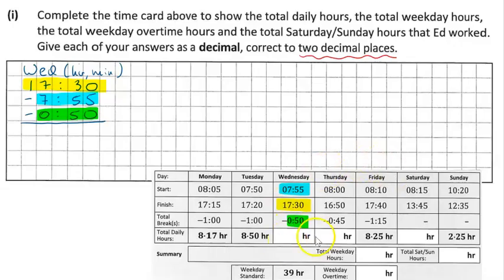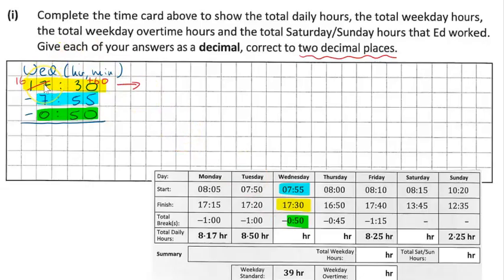So starting off with this box here, Wednesday. Ed finished at 17:30, highlighted there in yellow. He started at 7:55, so we're going to subtract 7:55 from 17:30. He also had a break of 50 minutes, so we're also going to subtract 50 minutes. And we put our answer as a decimal, as an hour, into this box.